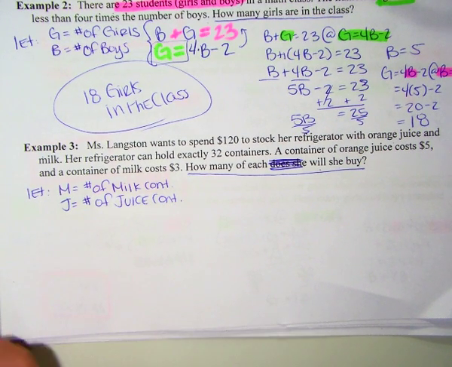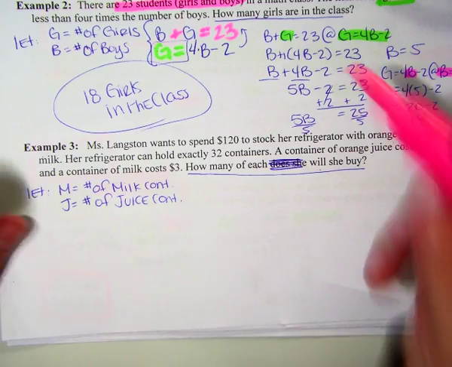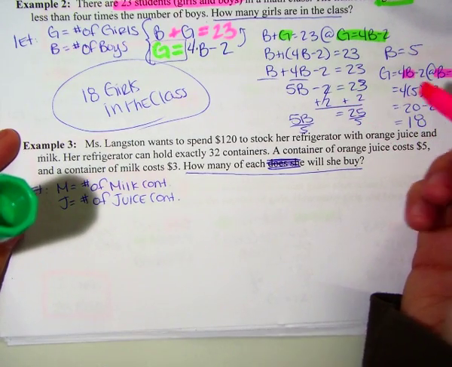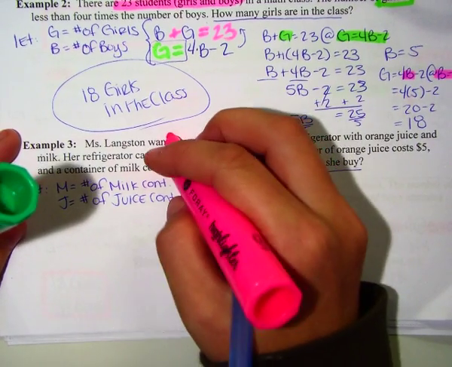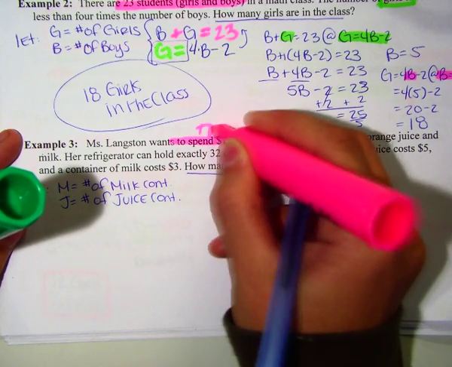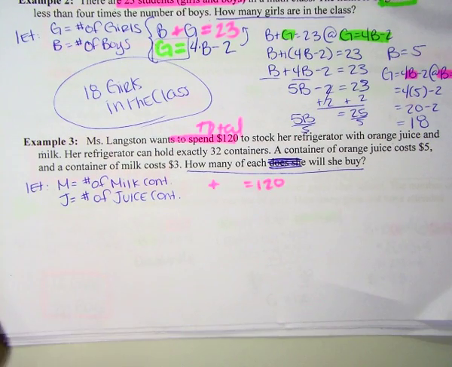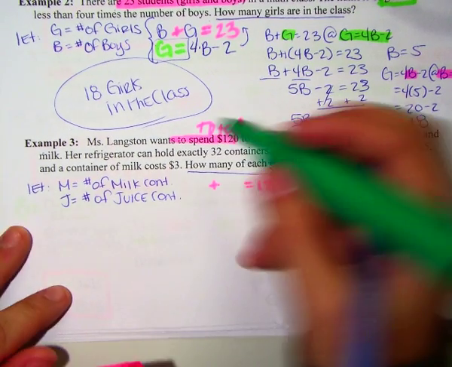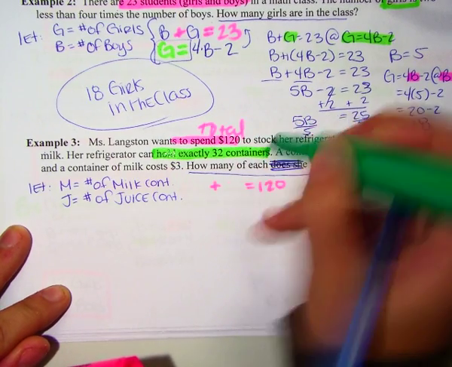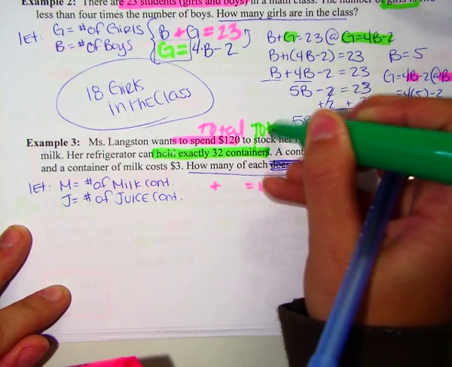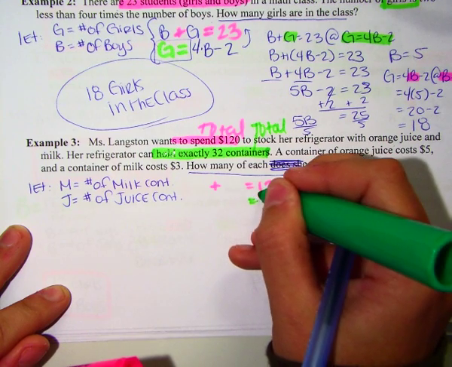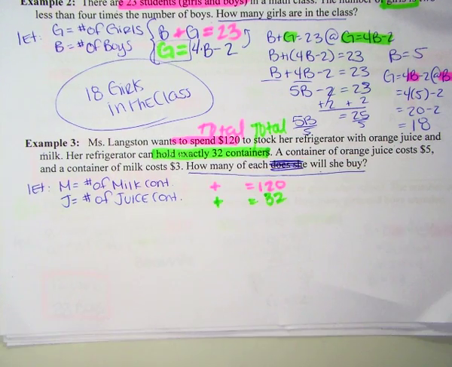Let's go back and write our equations. Miss Langston wants to spend $120 to stock her refrigerator. So if she wants to spend $120, this is a total. And we're adding 2 things together. Her refrigerator can hold exactly 32 containers. If it can hold exactly 32 containers, this is also a total. Because there's a total of 32 containers that are going in her refrigerator.